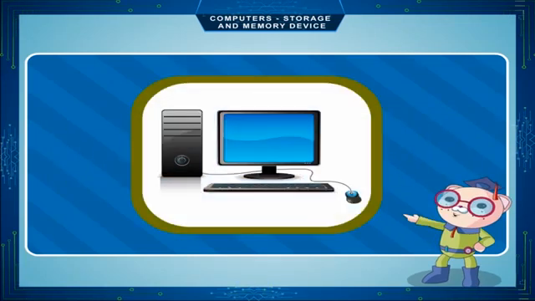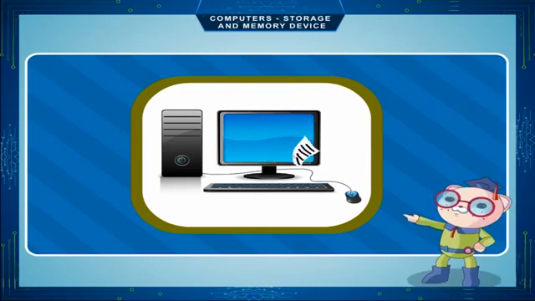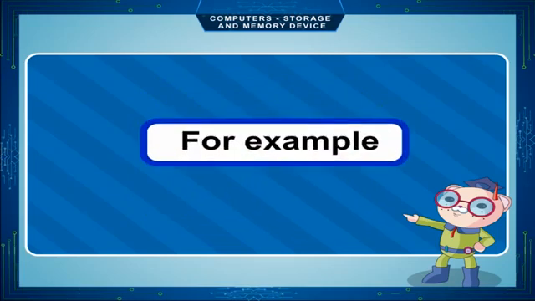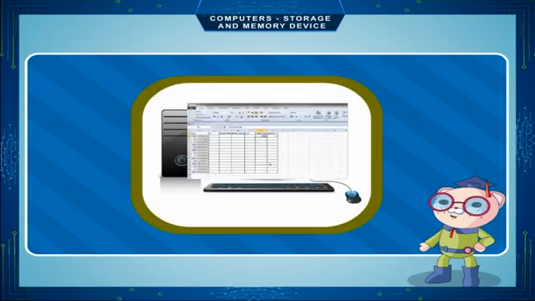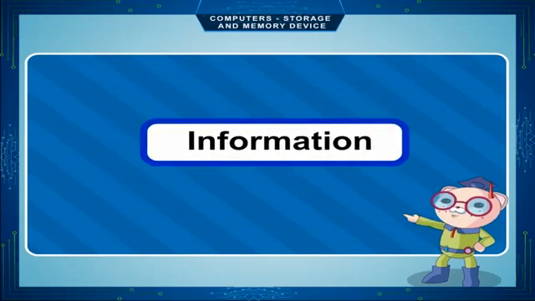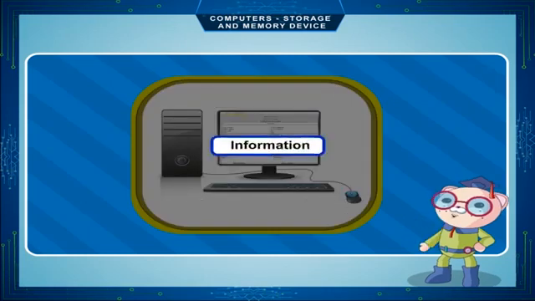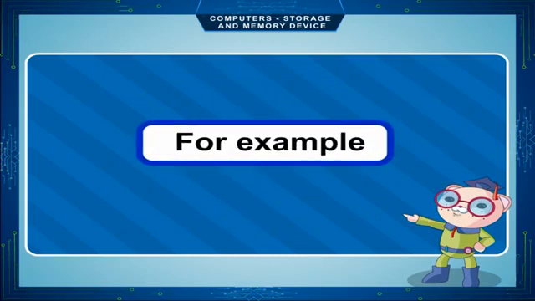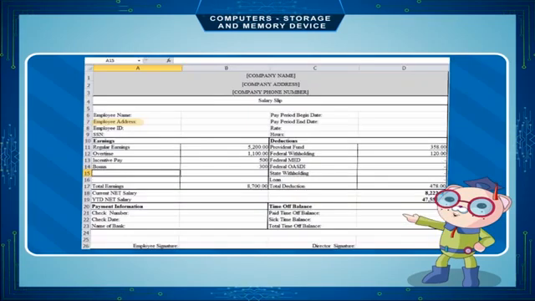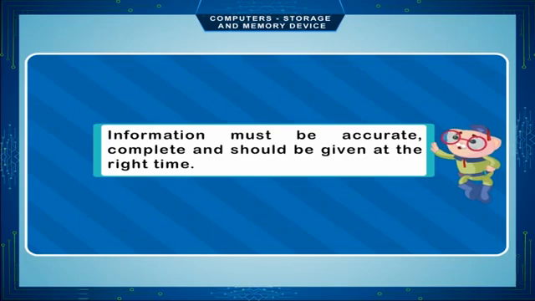Data: raw facts that have been collected but not organized are known as data. For example, details of employees and hours worked by them. Information: when data is organized in a useful way, it is called information. For example, address of employees, their pay slips, etc. Information must be accurate, complete, and should be given at the right time.